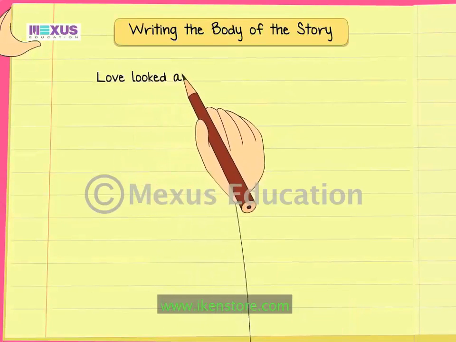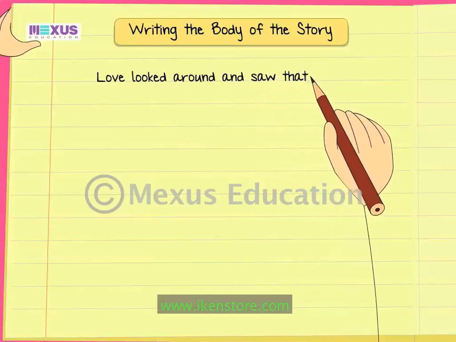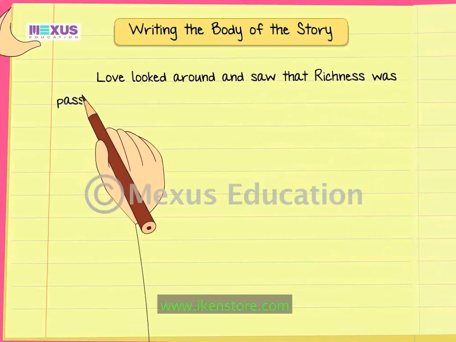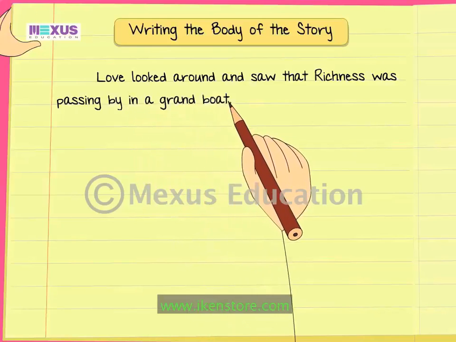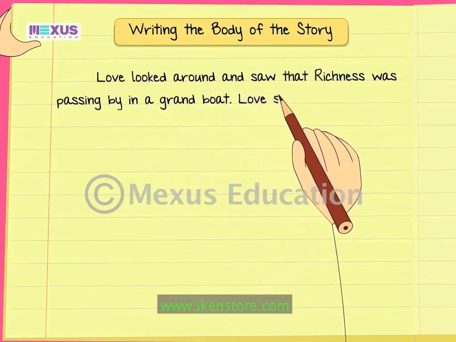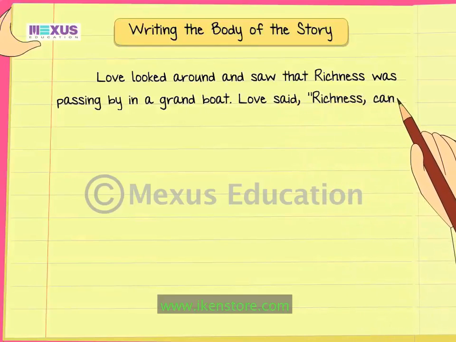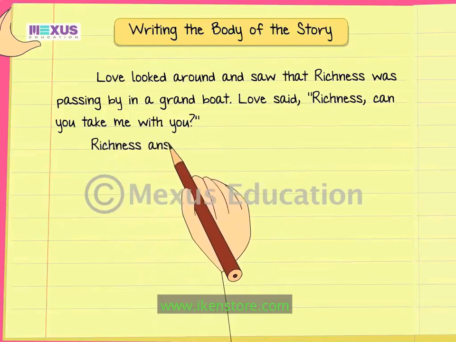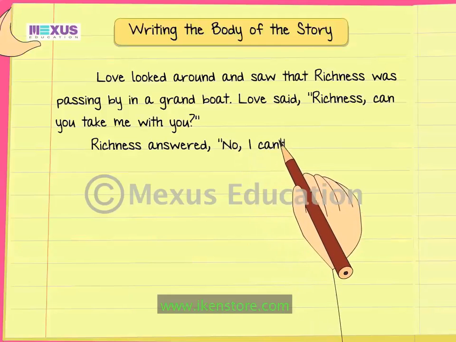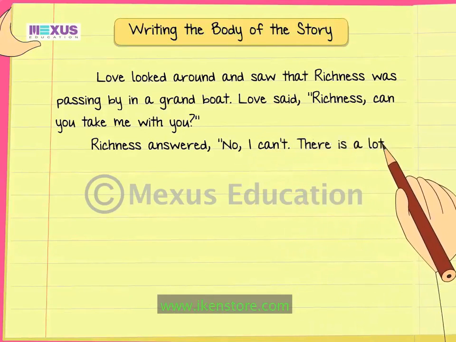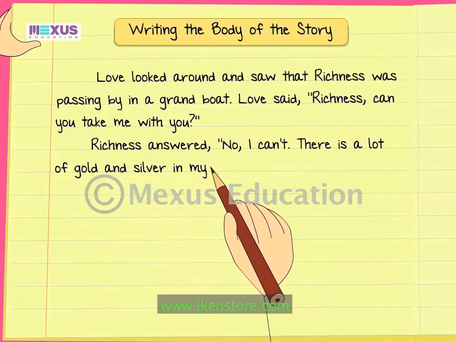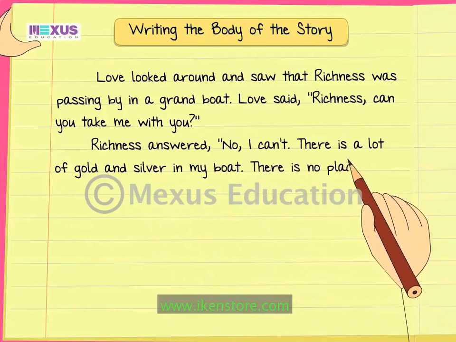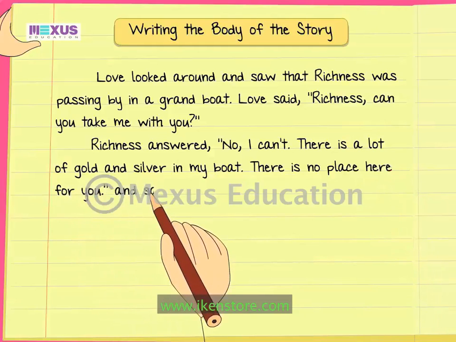Love looked around and saw that Richness was passing by in a grand boat. Love said, "Richness, can you take me with you?" Richness answered, "No, I can't. There is a lot of gold and silver in my boat. There is no place here for you," and sailed away.